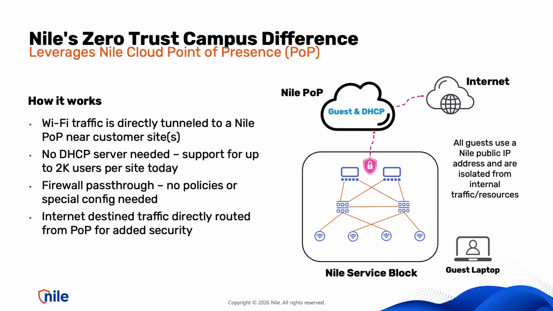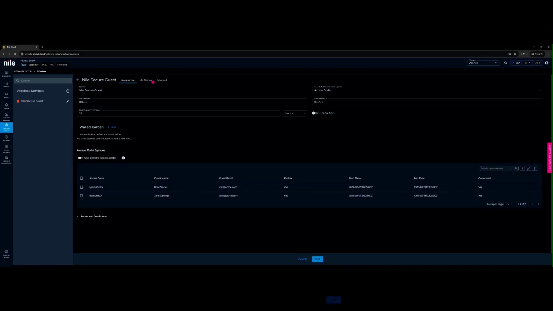environment. This architecture eliminates the need for things like guest VLANs, anchor controllers, DMZ infrastructure, and complex firewall configurations. The result is a simpler and more secure model where guest connectivity is delivered as part of the Nile service. With the Nile portal, administrators can configure multiple onboarding methods to support different guest scenarios. The most common experience is a captive portal flow where guests connect to the Wi Fi and are redirected to a branded login page for authentication.